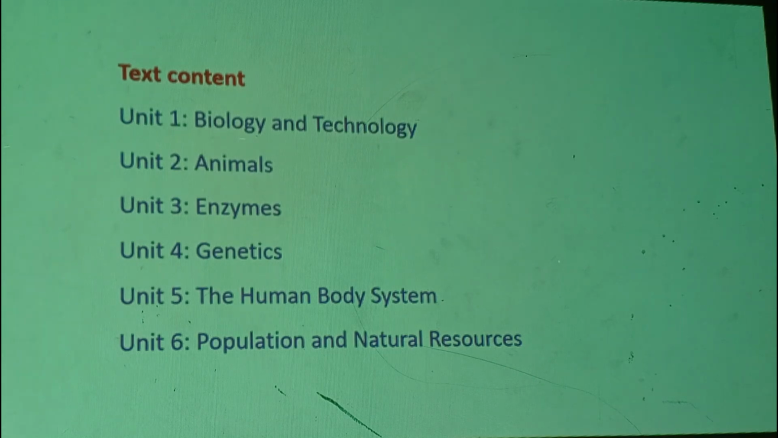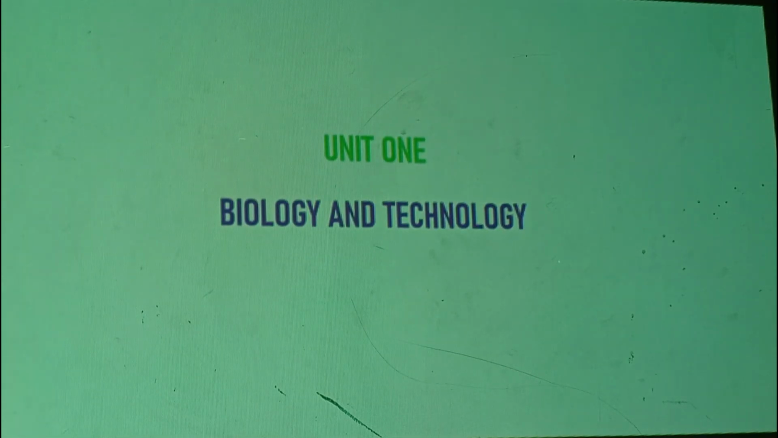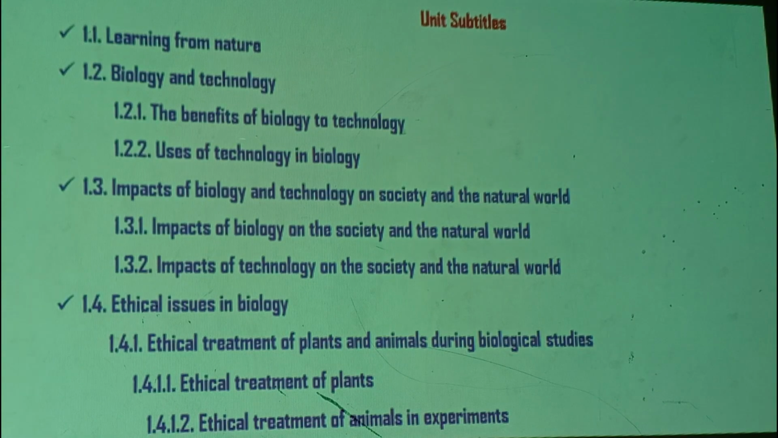Then, when it comes to the first unit, it is entitled Biology and Technology. It's 2 terms. First let's see what the subtitles included under this biology and technology are. The first, as you see, 1.1, is learning from nature.